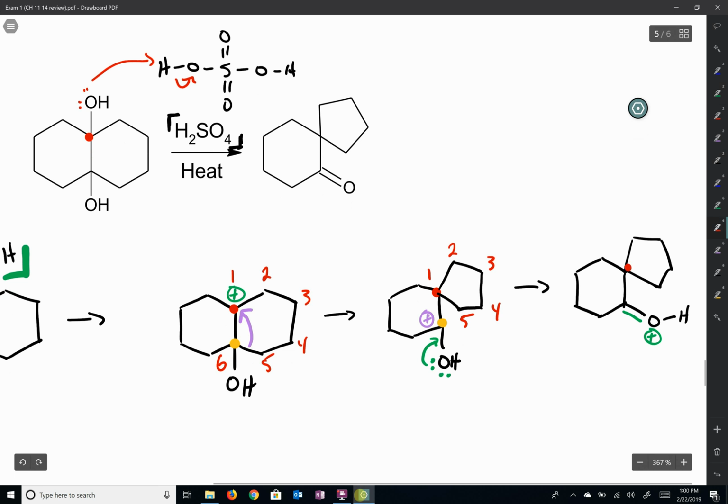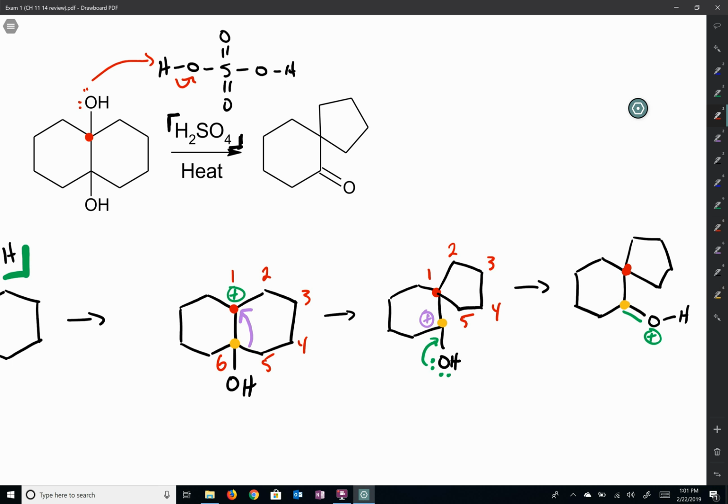We'll put some color still. There's red. There's yellow, that carbon right there. Now hopefully you can see what happens next. We have our double bond like we wanted. We just have to get rid of that black hydrogen there on the oxygen. So something's going to come and pluck it away.